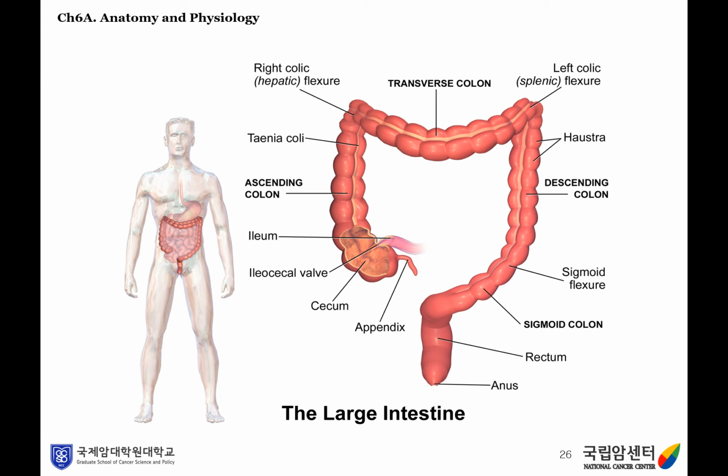This figure shows the large intestine. Again, from the cecum, there is an appendix to the cecum, and then the ascending colon and the hepatic flexure, transverse colon, splenic flexure, and descending colon, sigmoid colon, rectum, and anus. Okay, again, cecum, ascending colon, transverse colon, descending colon, sigmoid colon, rectum, anus.